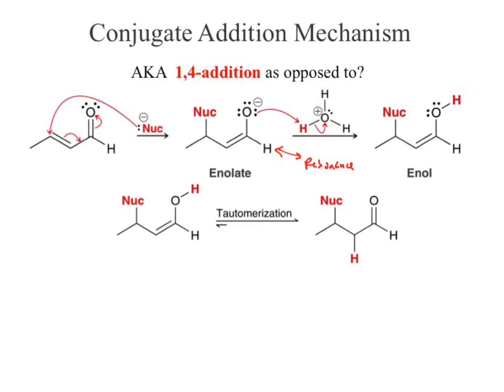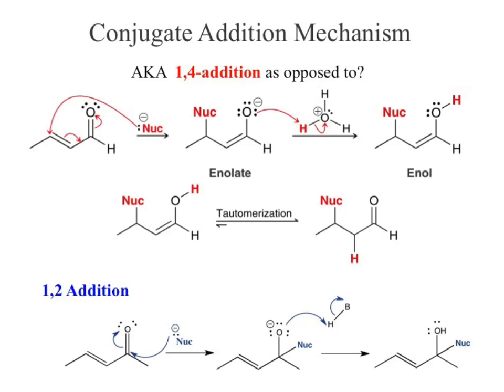Okay, this is sometimes referred to as a 1,4 addition. As opposed to what? What's the other option? It's a hint and a new reaction down below. This one's known as a 1,2, where our nucleophile attacked our carbonyl carbon. Why do we call these 1,2 and 1,4?